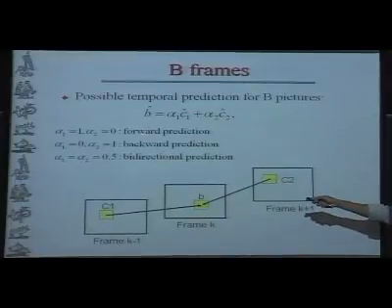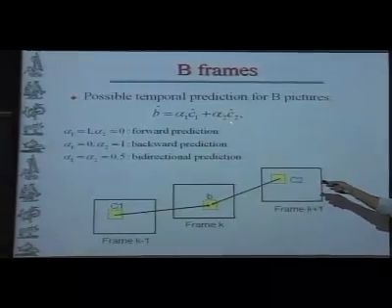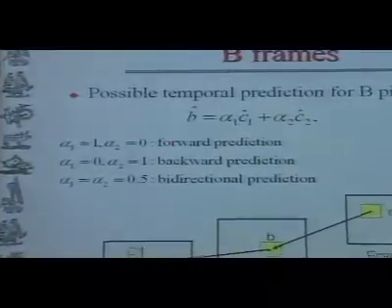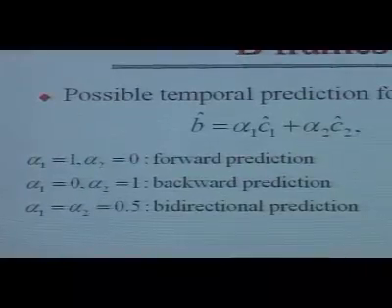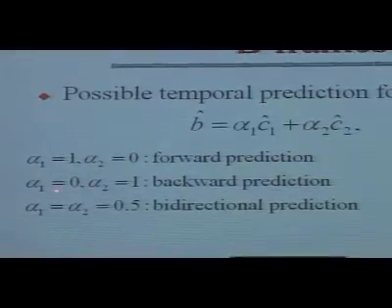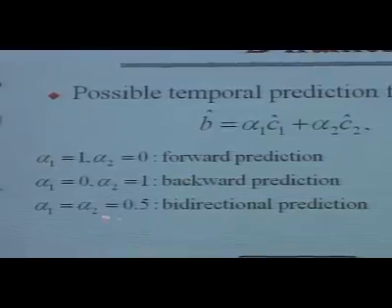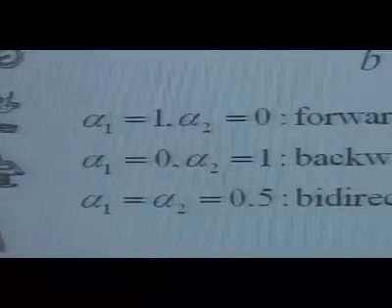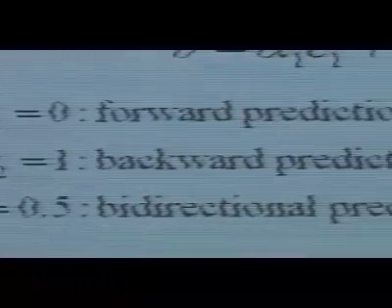Okay? So it can be forward only. For example, alpha 2 is 0, meaning you only search in the past. Or the best match happens to come from the past. And then it can be alpha 1 equal to 0, meaning the best match only comes from the future. Or it can be a combination of both. So in this case, you always get much better motion estimation.